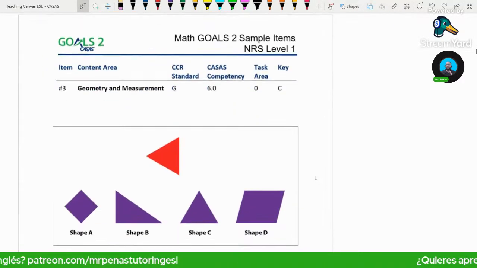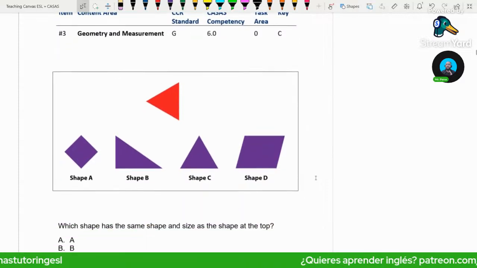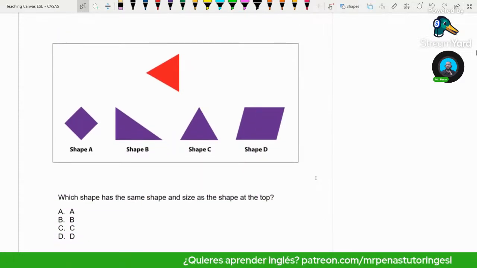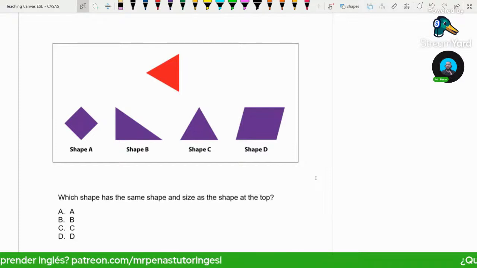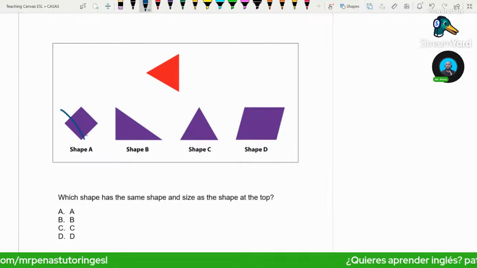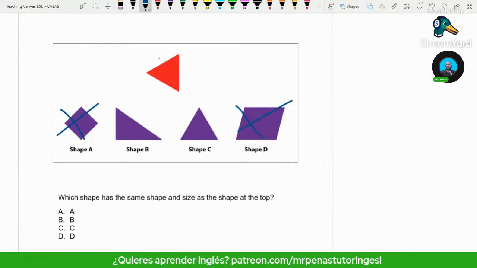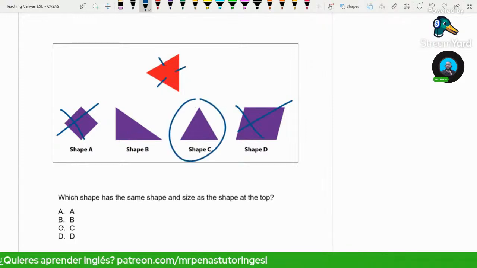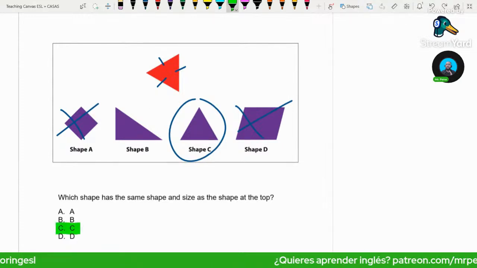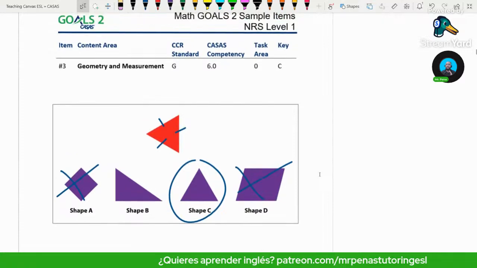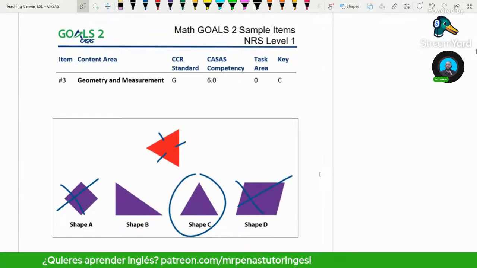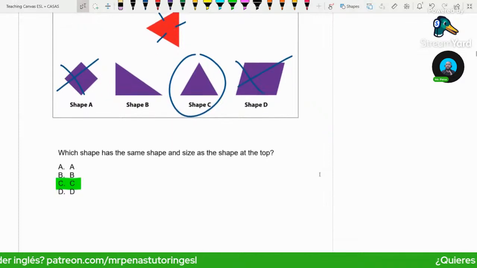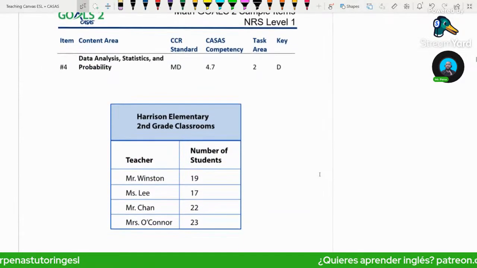Moving on to geometry and measurement. It says, which shape has the same shape and size as the shape at the top? Well, it's definitely not this, and it's definitely not this one, but we see that it's 3 equal sides, so I'm going to go with shape C. And since I'm going with shape C, I'm going to say that's the answer. Let's see, are we correct? Yes, this is the answer. Perfect.